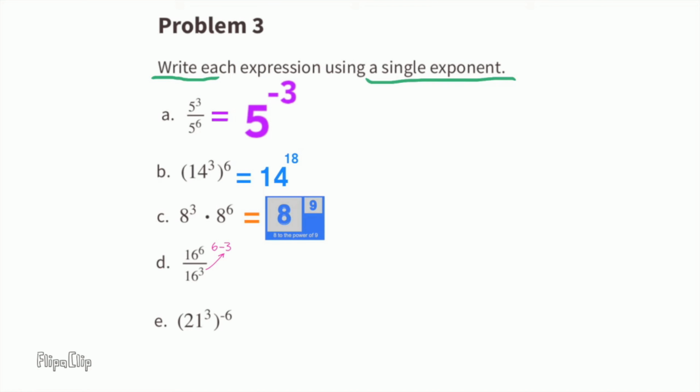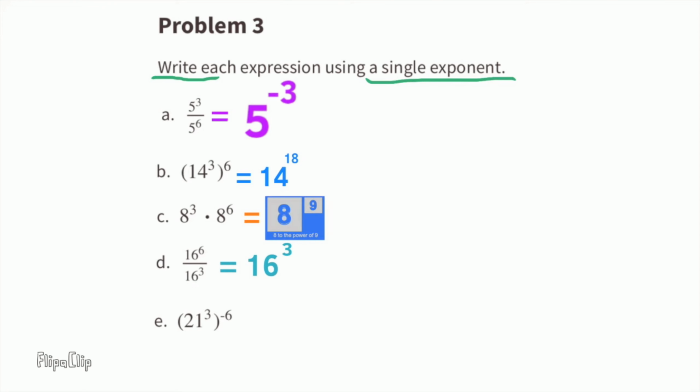That's the same as 16 to the power of 6 divided by 16 to the power of 3. We need to subtract the exponents. Since 6 minus 3 is 3, we have 16 to the power of 3.